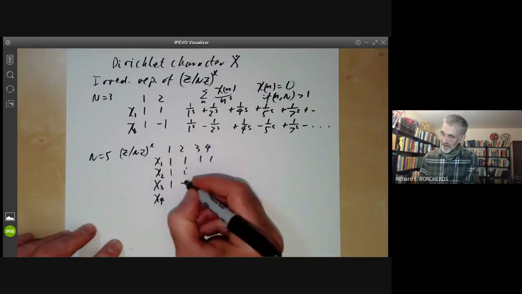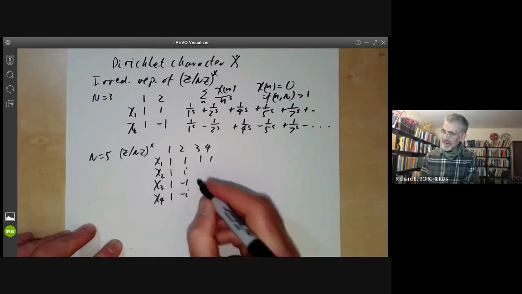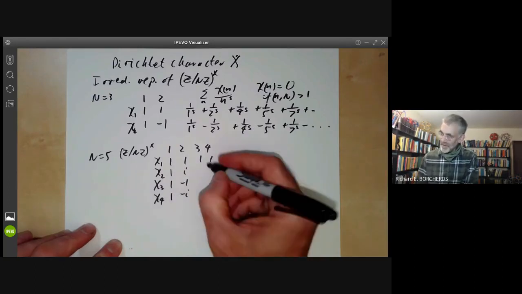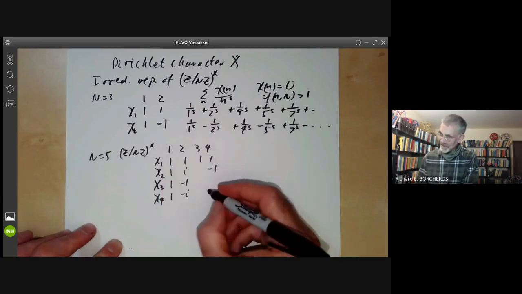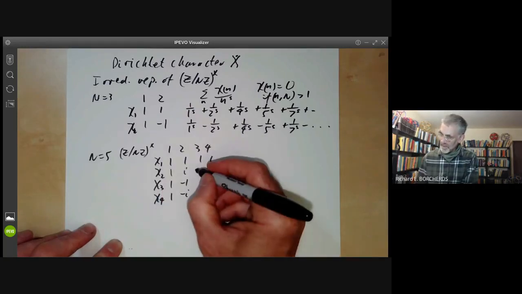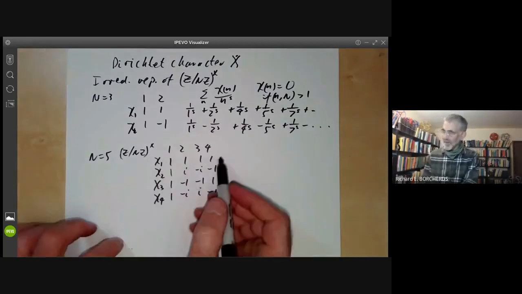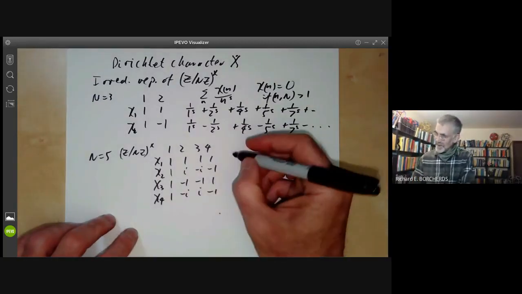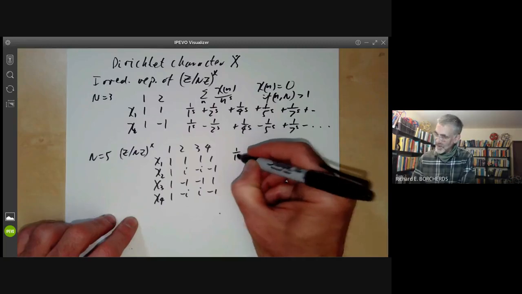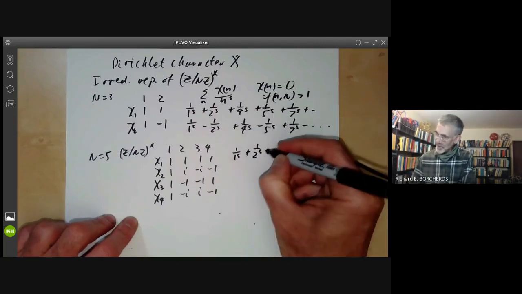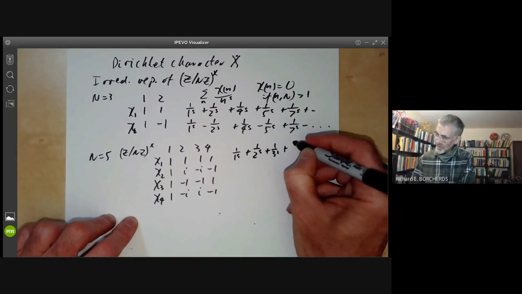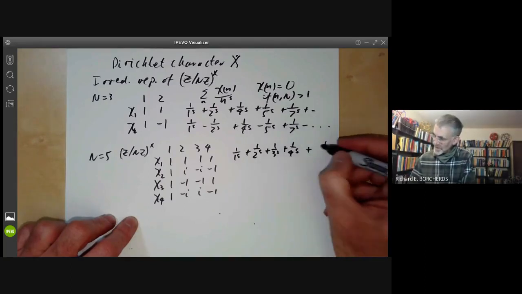So it can be like this. And once you've chosen this, you can fill in everything else because the character is multiplicative like this. So there are four characters and we get four L series. So the first one is 1 over 1 to the s, plus 1 over 2 to the s, plus 1 over 3 to the s, plus 1 over 4 to the s, plus 1 over 6 to the s, and so on.